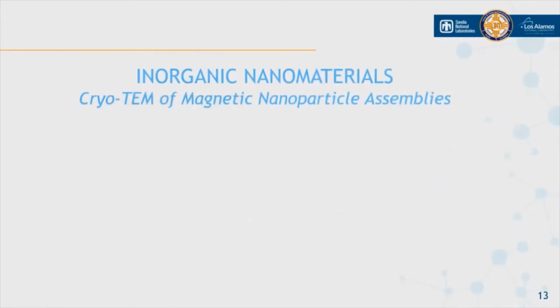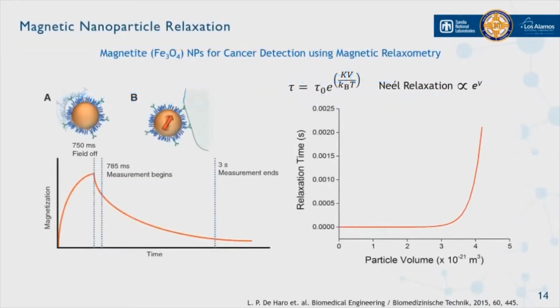So now I'd like to shift gears and discuss inorganic nanomaterials, and in particular an area where cryo-TEM has been able to answer questions not possible with conventional TEM and scattering techniques. Many of the applications of magnetic nanoparticles rely on the detection of their relaxation dynamics when an applied magnetic field is removed. This has recently been demonstrated to be useful in cancer detection using magnetite nanoparticles coated in cancer-specific antibodies. Magnetic nanoparticles relax via two distinct mechanisms.